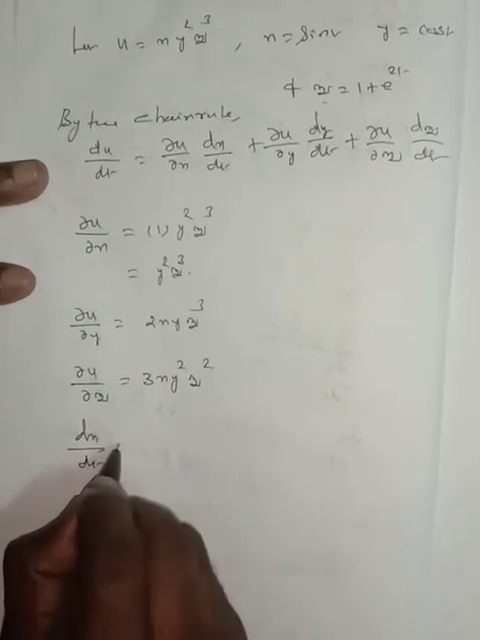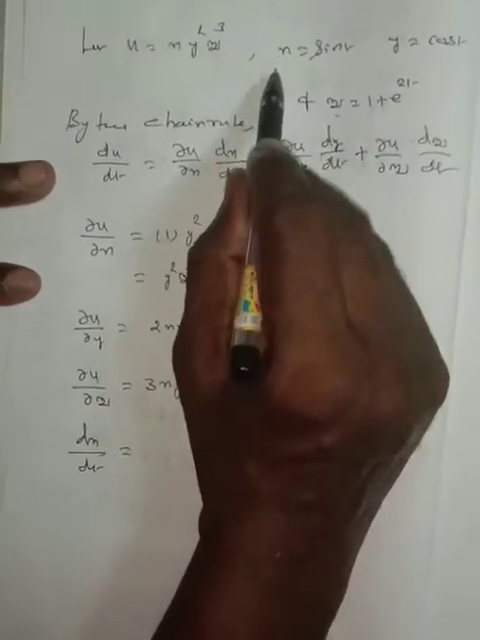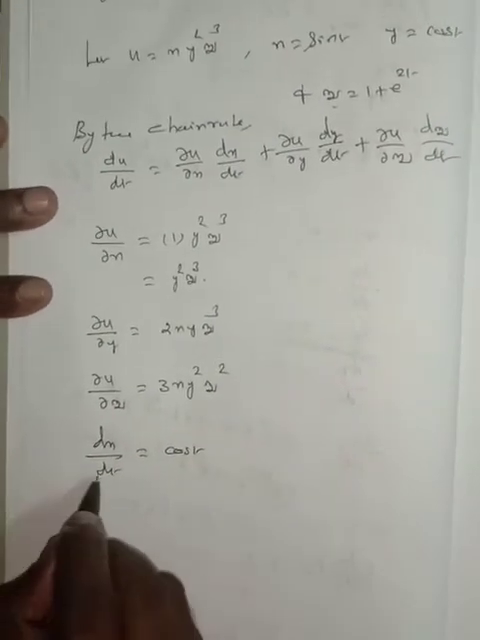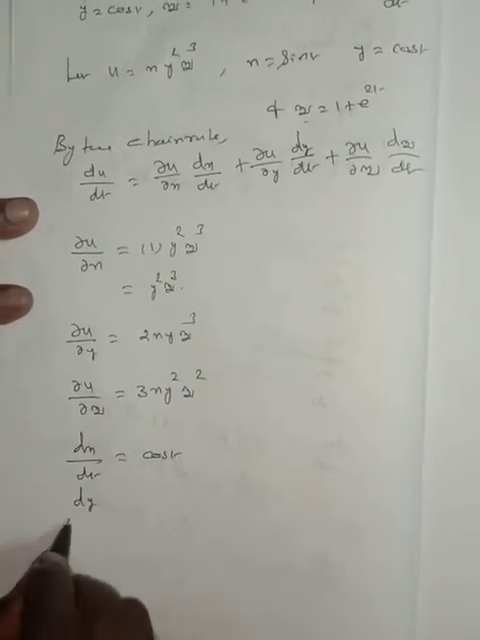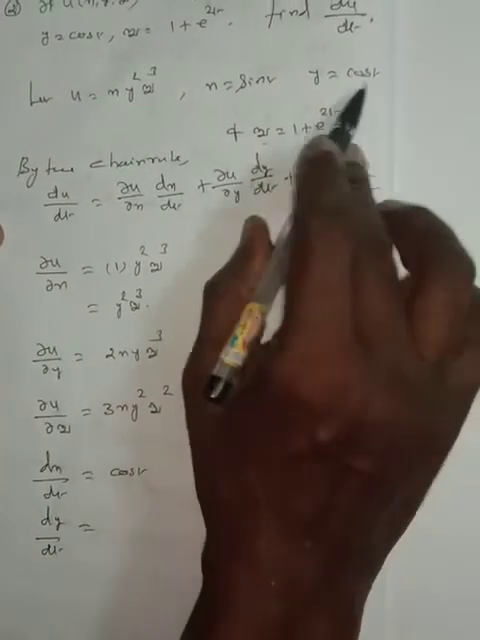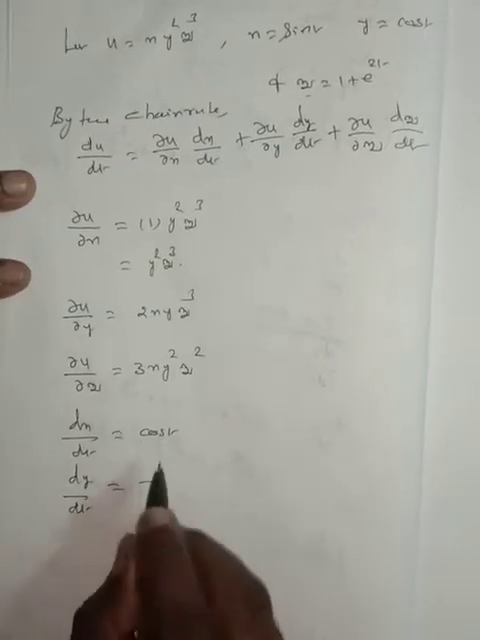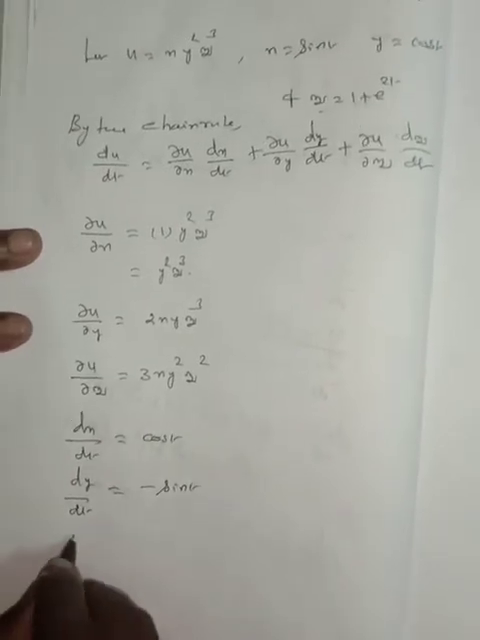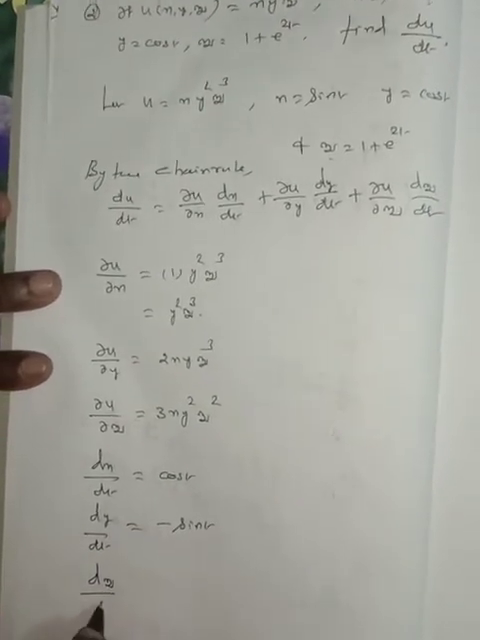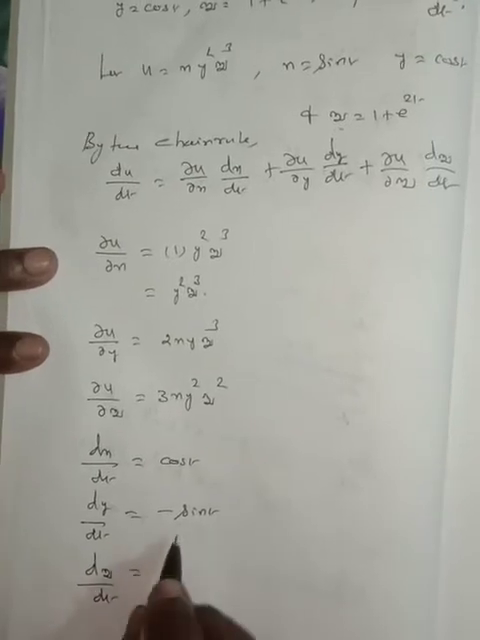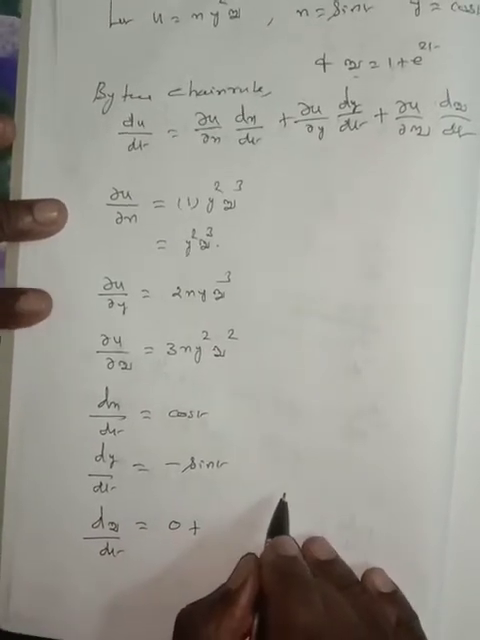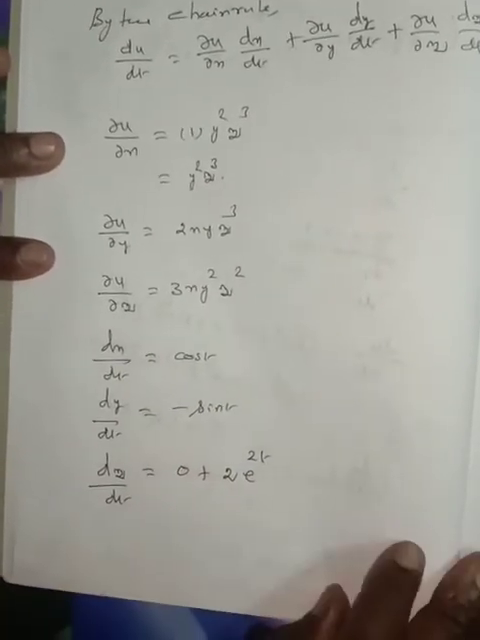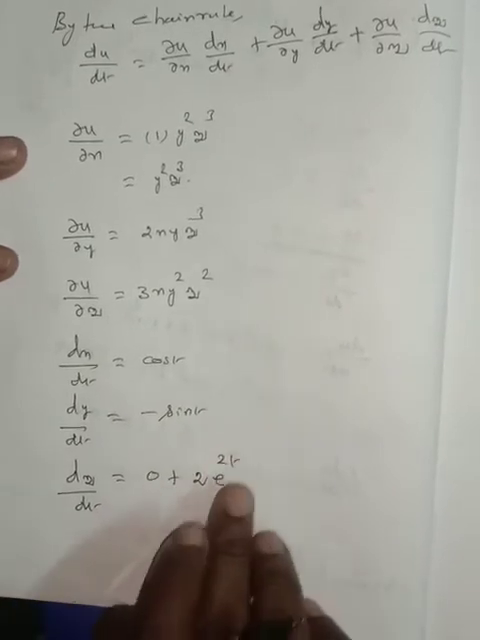dx/dt: x is sin t, differentiating with respect to t gives cos t. Next, dy/dt: y is cos t, differentiating with respect to t gives minus sin t. Next, dz/dt is equal to 0 plus 2e^(2t), that is 2e^(2t).